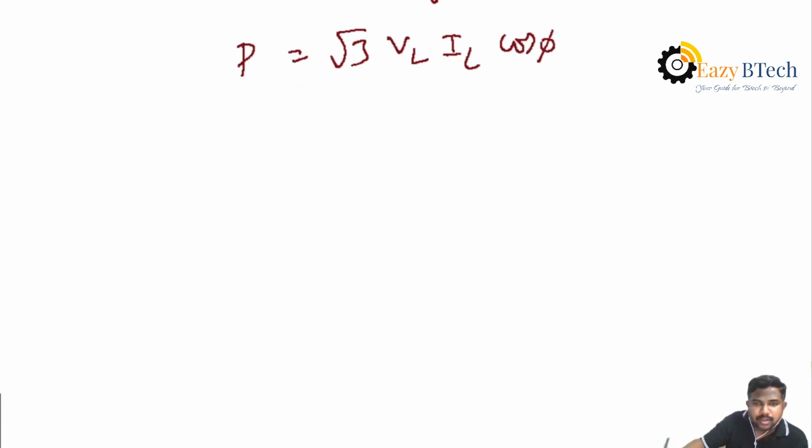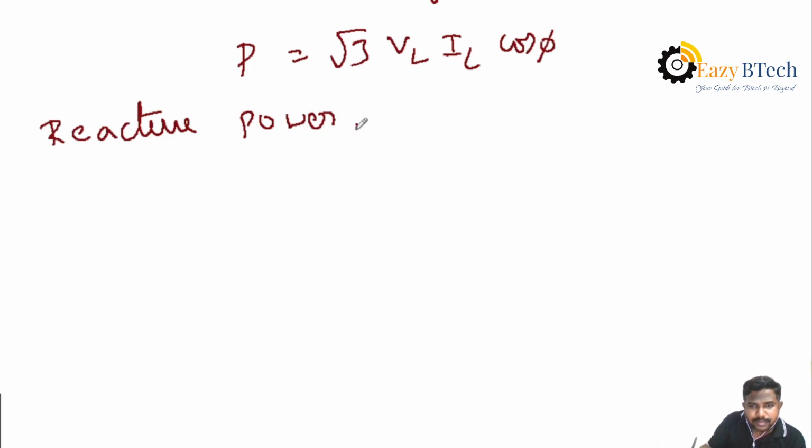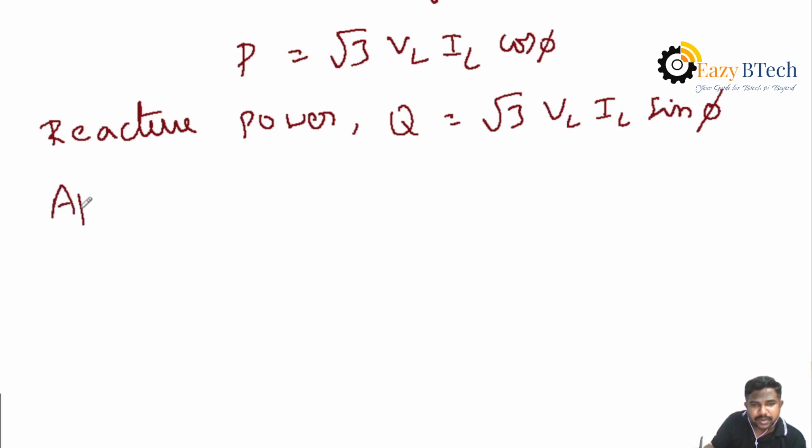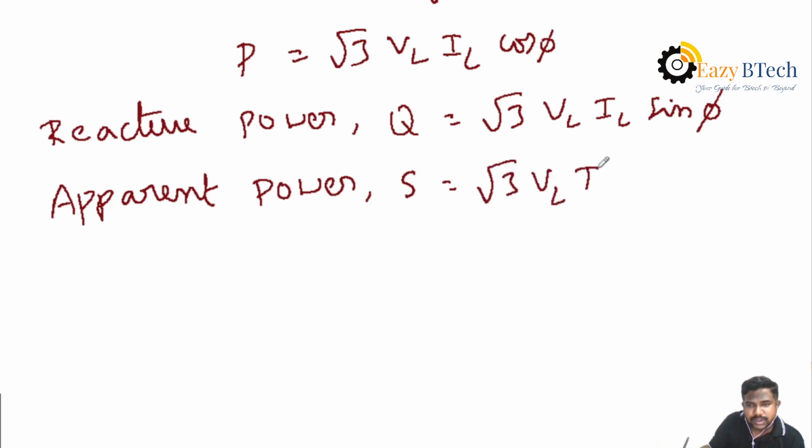In the same manner, what is the reactive power? Reactive power is denoted by Q. The formula is root 3 into VL IL sin phi. Another power, apparent power, is denoted by S. It is root 3 into VL IL. Okay, all these powers in case of line values. But in case of phase values, 3 into VI cos phi, and reactive power 3 into VI sin phi, and apparent power 3 into VI. Then by using these formulas, you have to calculate all three powers in case of three-phase system.